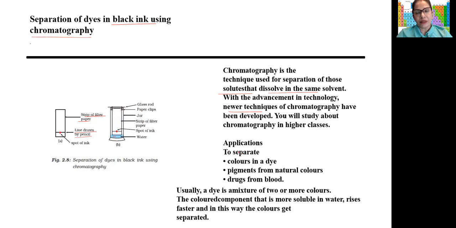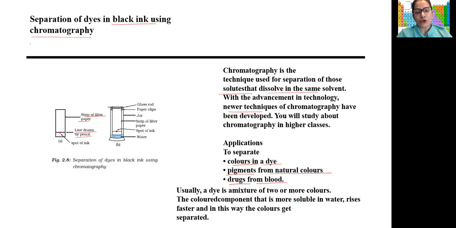So where is this method applied? It is applied to separate colors in a dye. If a dye is made up of many colors, it's a mixture of colors. So if we want to separate the various colors, then we use chromatography. Then pigments from natural colors, again. Then drugs from blood. If there are drugs in the blood, then again the chromatography method is used, and all the drugs can be separated.